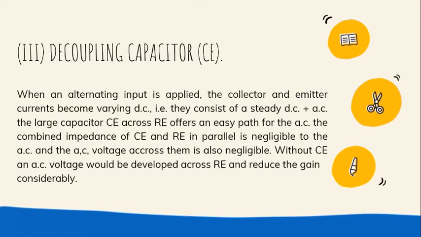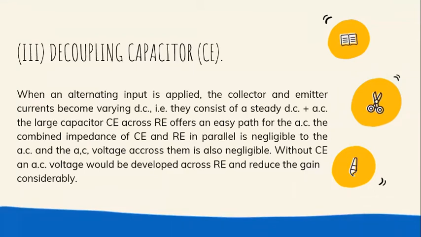Number two, decoupling capacitor or CE. When an alternating input is applied, the collector and emitter currents become varying. They consist of DC plus AC. The large capacitor CE across RE offers an easy path for the AC.